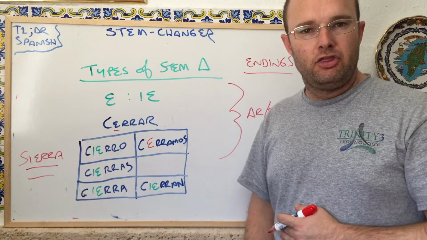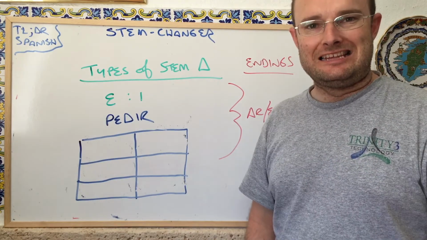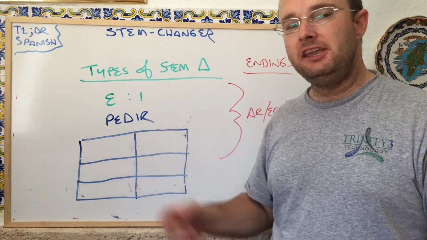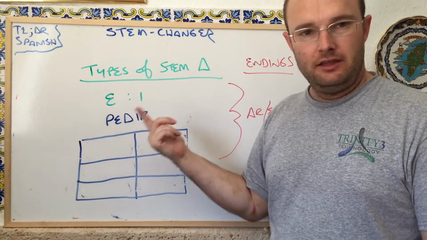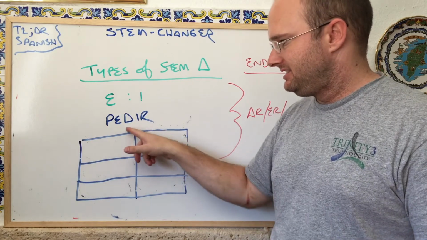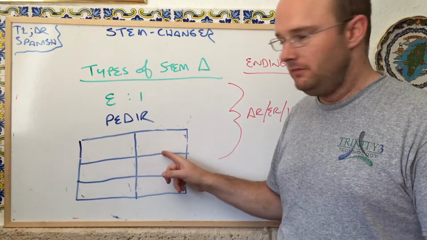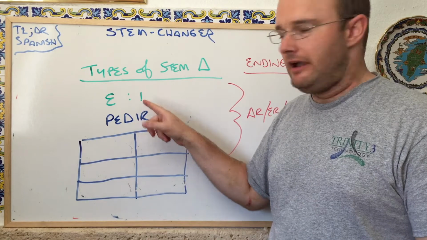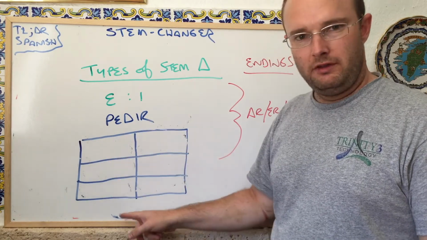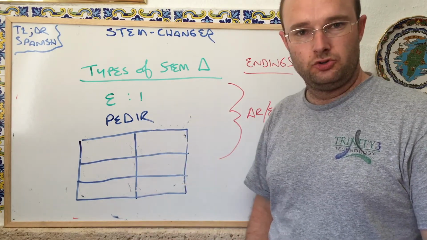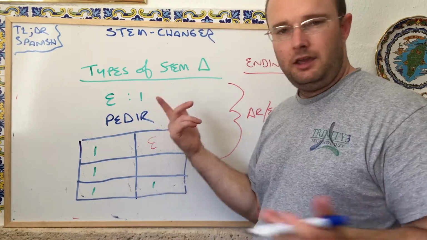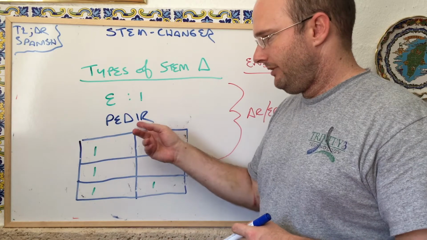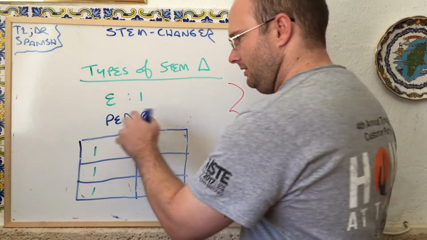Let's take a look at our third type of stem changer. E to I. Here we have the verb pedir, to ask. And we're going to have that same type of change. E as the vowel in the stem and in the nosotros form. I as the vowel in the yo, tú, él, ella, usted, ellos, ellas, ustedes forms. And I'm just going to conjugate it as if it were a regular IR verb now.